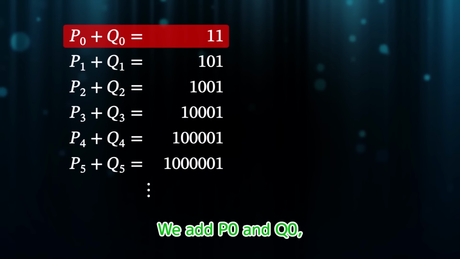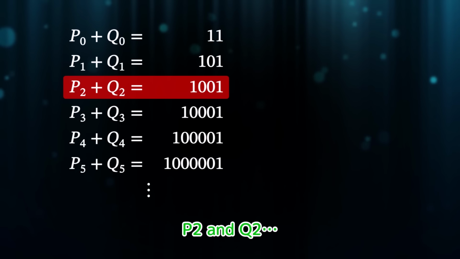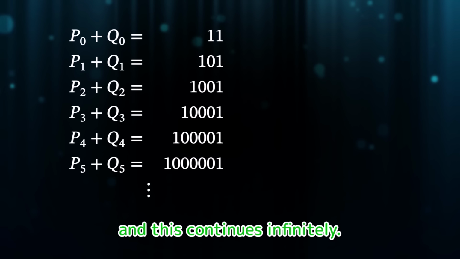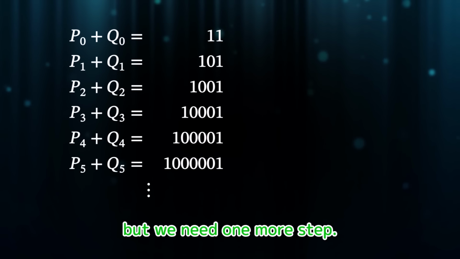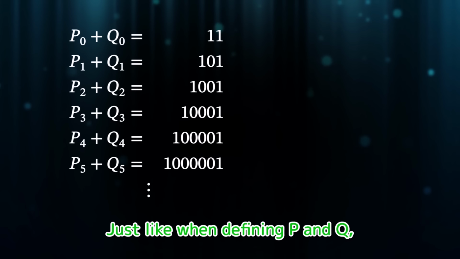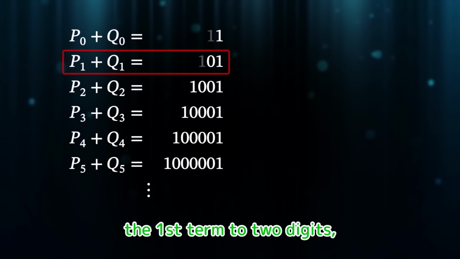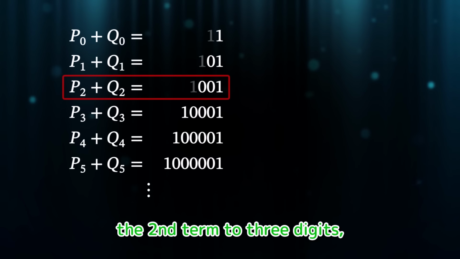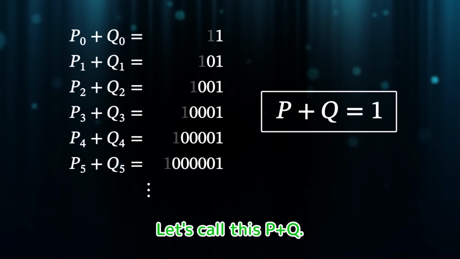We add p sub 0 and q sub 0, then p sub 1 and q sub 1, p sub 2 and q sub 2, and this continues infinitely. We would like to call this new sequence the sum p plus q, but we need one more step. Just like when defining p and q, we restrict the 0th term to one digit, the first term to 2 digits, the second term to 3 digits, and so on. Let's call this p plus q.